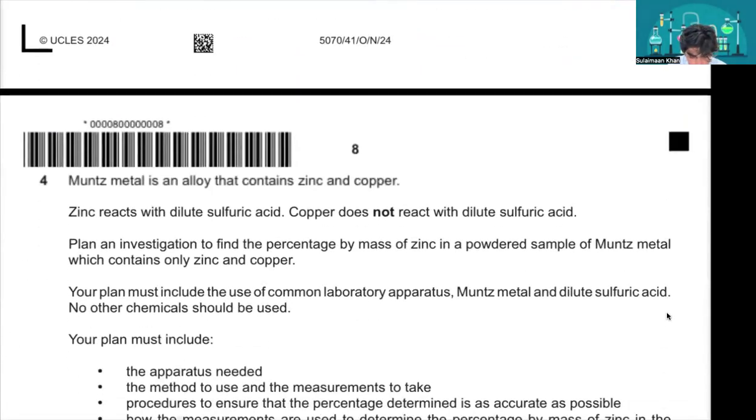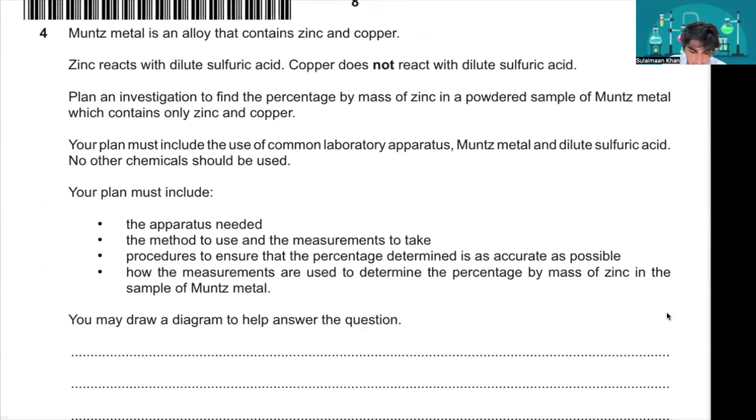Okay. Moving on. Muntz metal is an alloy that contains zinc and copper.